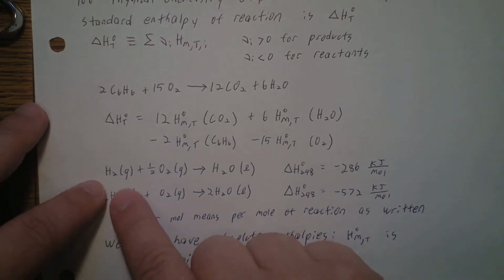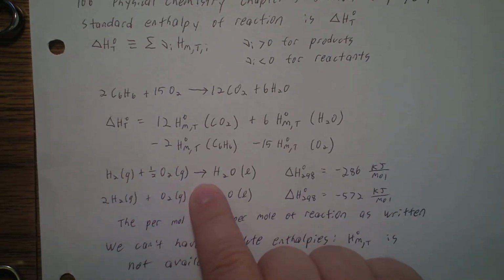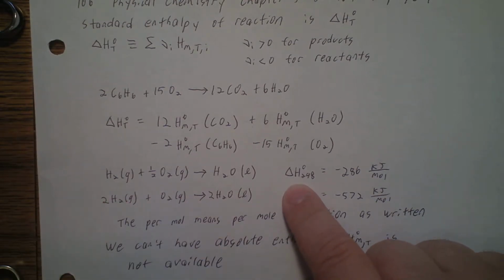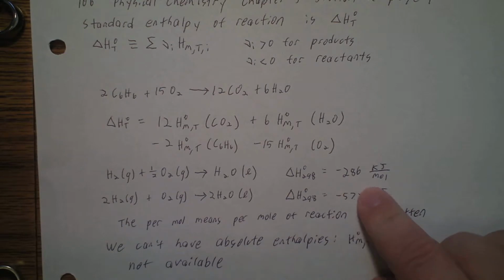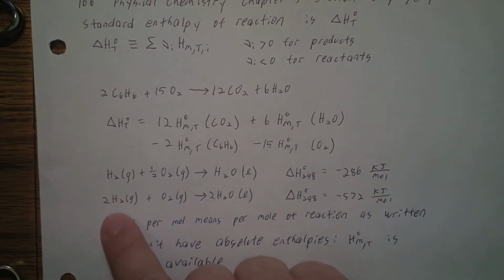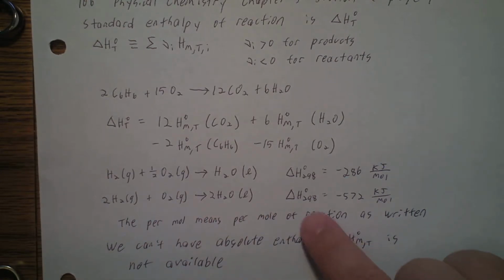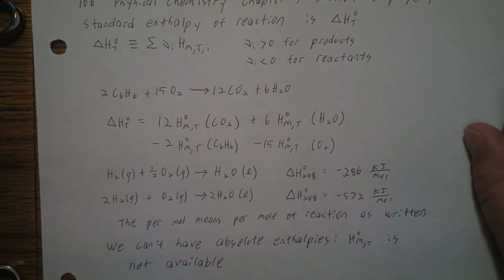So likewise, if we have H2 plus 1/2 O2 in the gaseous states going to H2O liquid, the standard enthalpy of the reaction at 298 kelvins is going to be negative 286 kilojoules per mole. If we double that, we have 2 H2 gas plus O2 going to 2 H2O liquid, then the standard enthalpy of the reaction at 298 kelvins is going to be minus 572 kilojoules per mole.